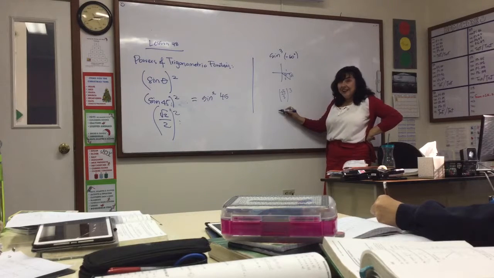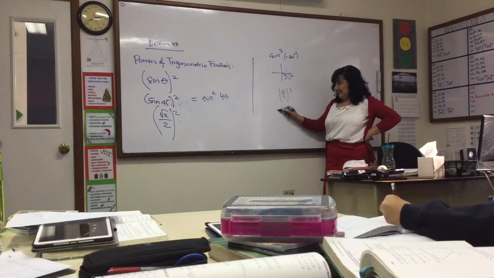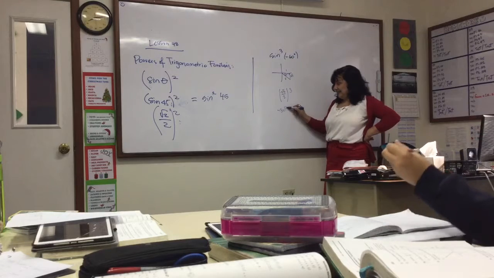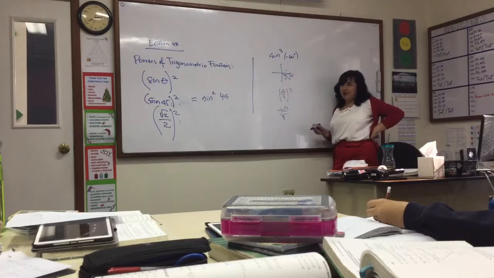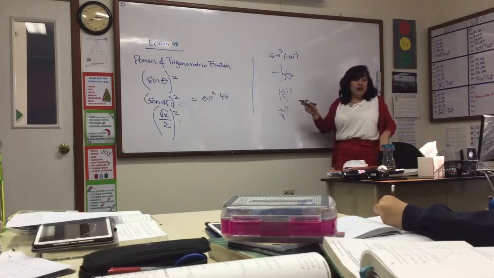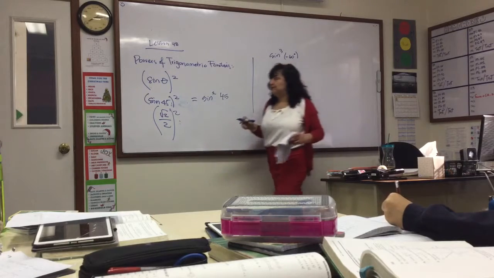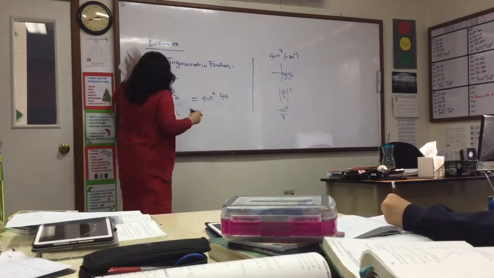So this would be negative 3 square root of 3 over 8. Do we leave it like that? Yes. Can you simplify? No. So do that. Okay. We good here? Yeah. Relatively simple. Next.